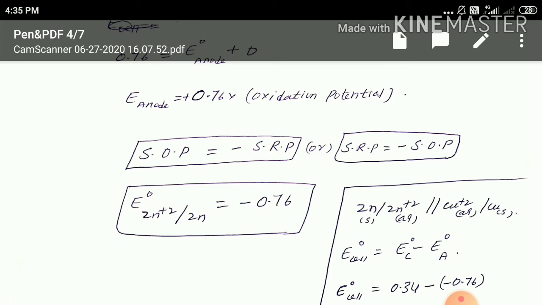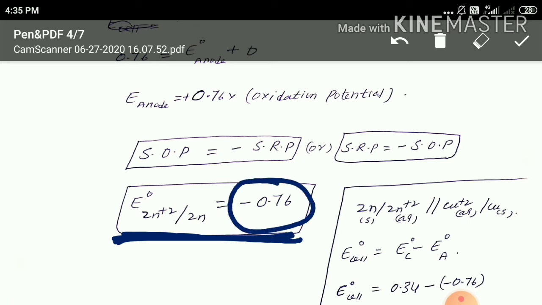Oxidation potential value means zinc is converted into Zn plus 2, but I want the reduction potential value. What is the reduction? Zn plus 2 is converted into Zn. So the reduction potential value is the same in magnitude as the oxidation potential, but the sign is different. So the reduction potential value of the zinc electrode is minus 0.76. Now with the help of these two, I want to calculate. That means now I calculated the standard electrode potential value of zinc, as well as the standard electrode potential value of copper.